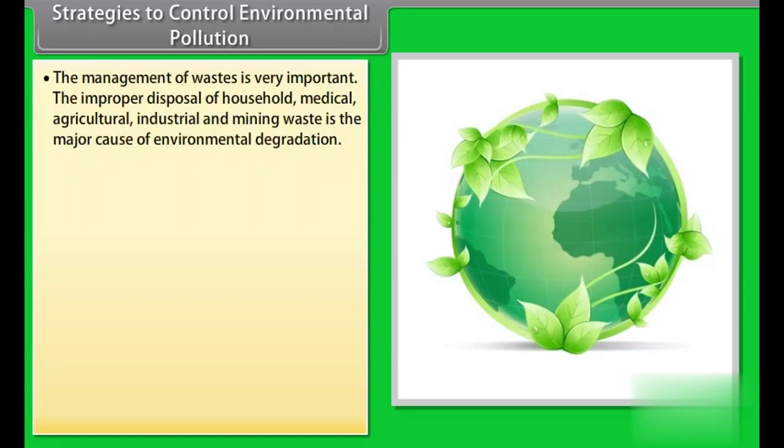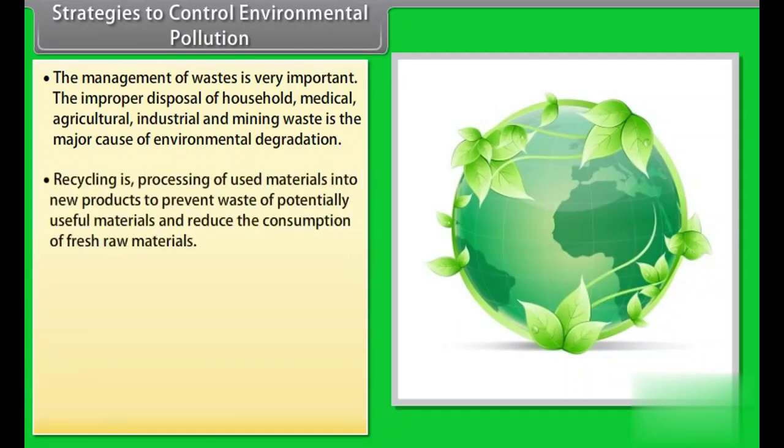The improper disposal of household, medical, agricultural, industrial and mining waste is the major cause of environmental degradation. Recycling is processing of used materials into new products to prevent waste of potentially useful materials and reduce the consumption of fresh raw materials. In the reuse method, an item is used again after it has been used.